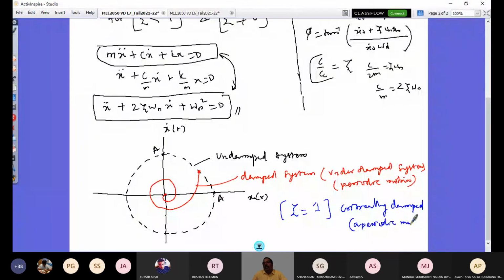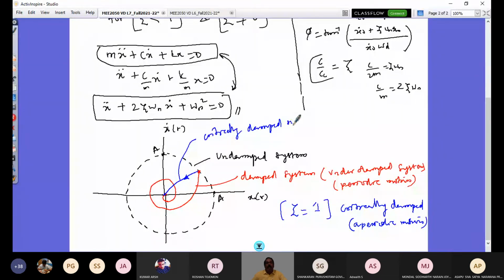An aperiodic motion also reaches this zero amplitude in the quickest time. So that would be represented something like this, this path. If this is the amplitude versus time, you see it would reach zero quickly. So this is what is called a critically damped system.